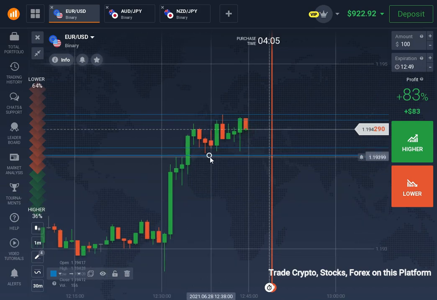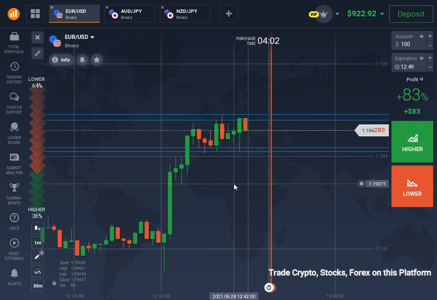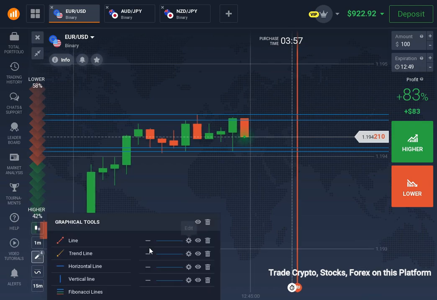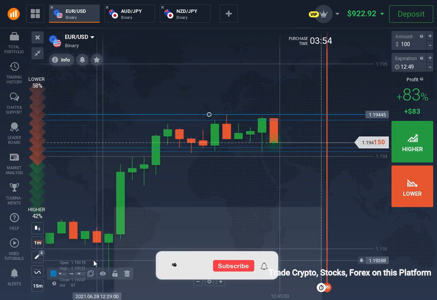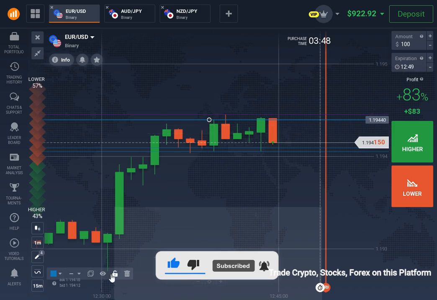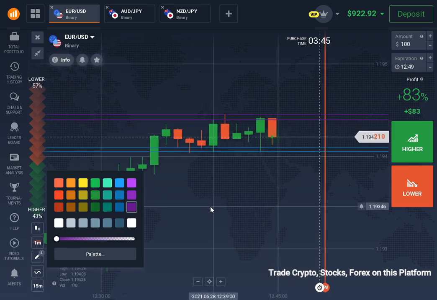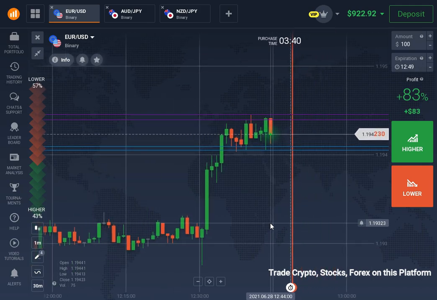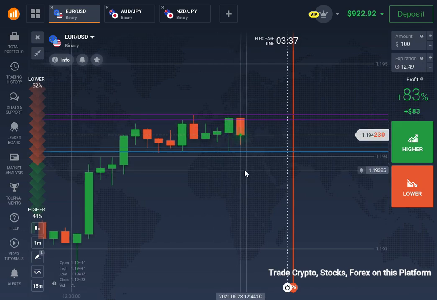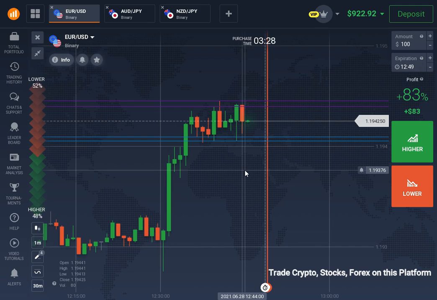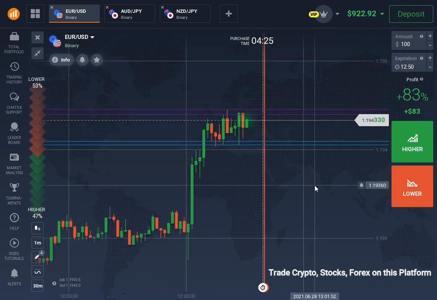Let me draw an area here also. So we have this whole area, and let me change the color. So now we have an area. You can see this is an area where the market is resting, so we can say it is a consolidation phase, and what we need here is a breakout in either direction, and then we will place our trade.